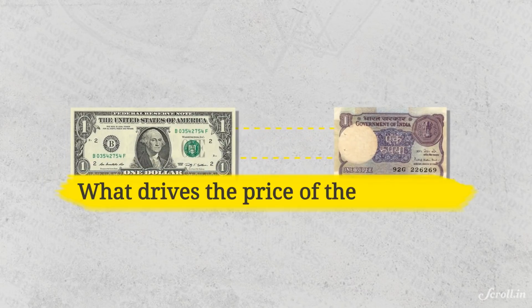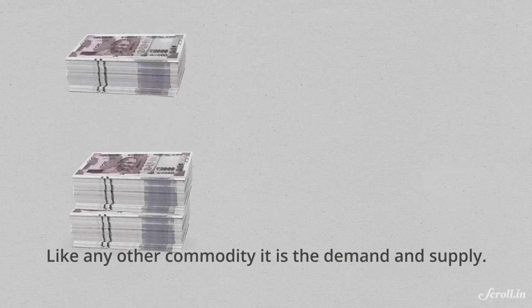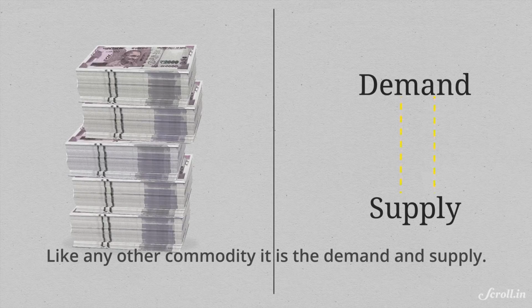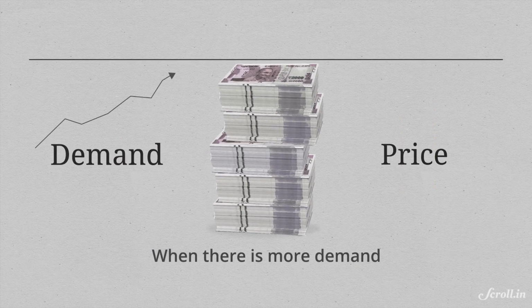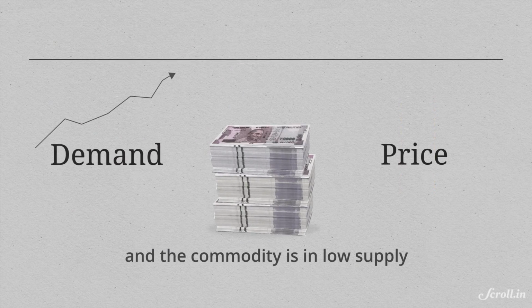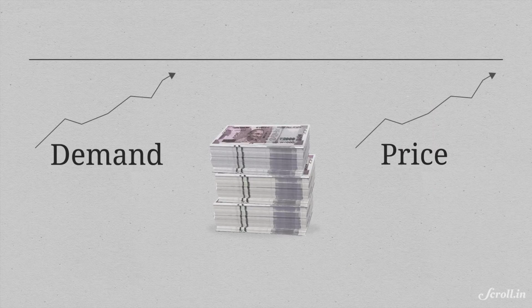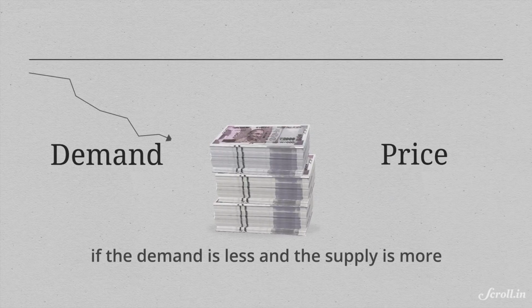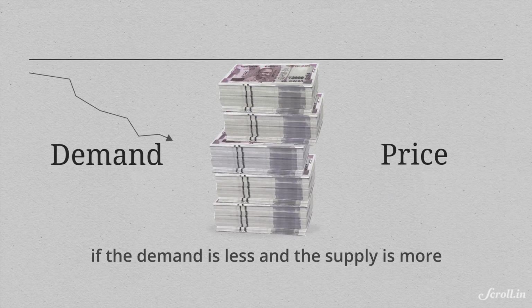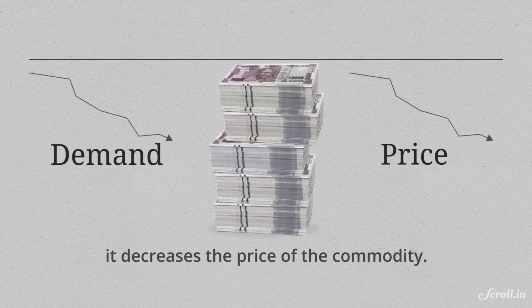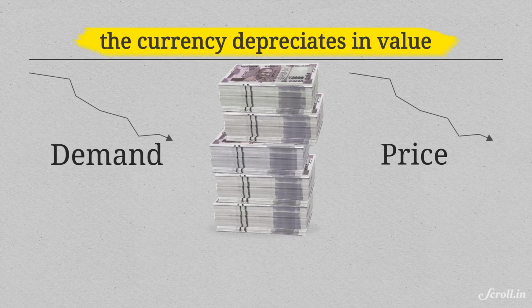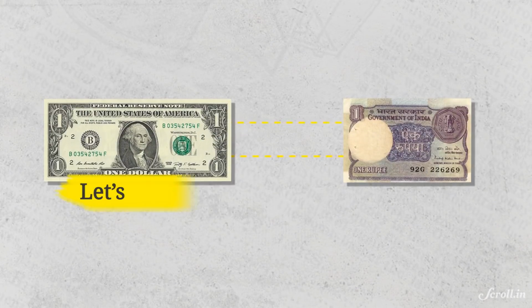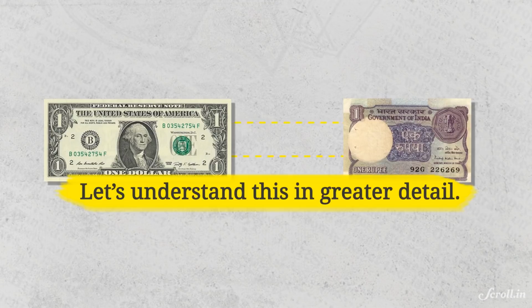What drives the price of the currency? Like any other commodity, it is the demand and supply. When there is more demand and the commodity is in low supply, the price increases. In this case, the value of the currency appreciates. Similarly, if the demand is less and the supply is more, it decreases the price of the commodity. In this case, the currency depreciates in value. Let's understand this in greater detail.